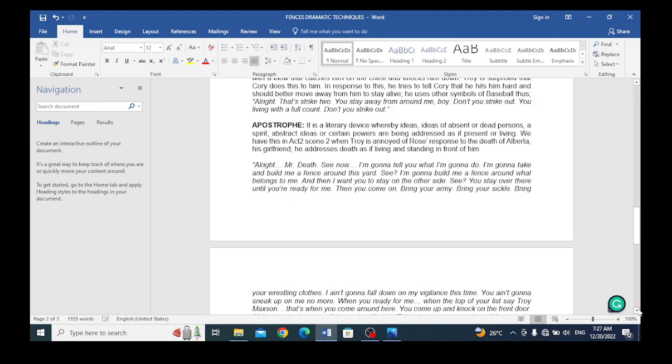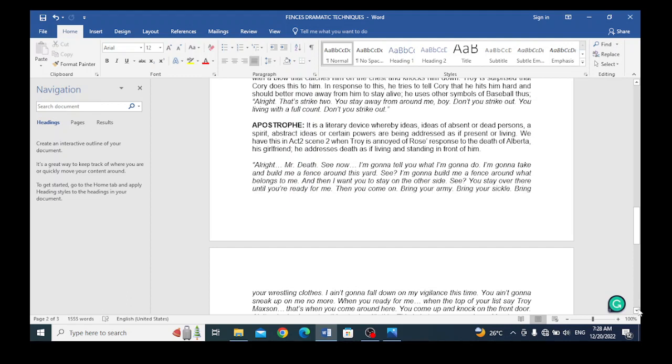Apostrophe is a literary device whereby ideas that are absent or dead persons, a spirit, abstract ideas or certain powers are being addressed as if present or living. We have this in Act 2, Scene 2, when Troy is annoyed of Rose's response to the death of Alberta, his girlfriend. He addresses death as if living and standing in front of him.